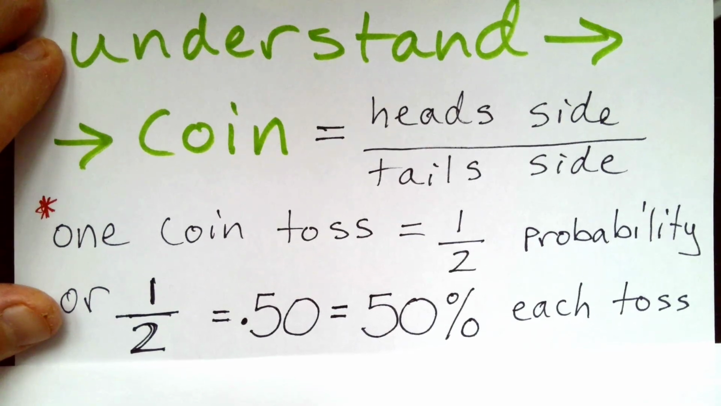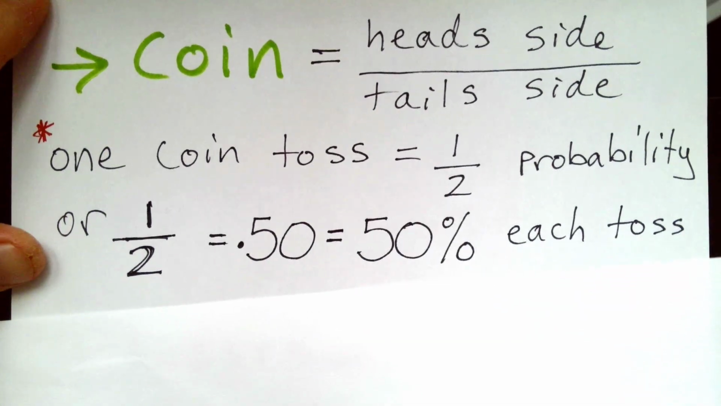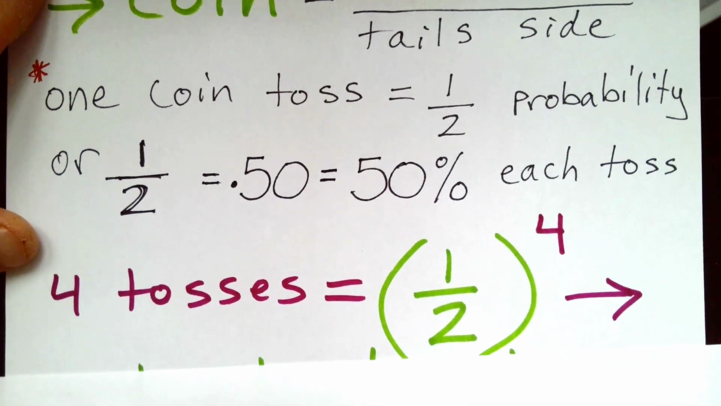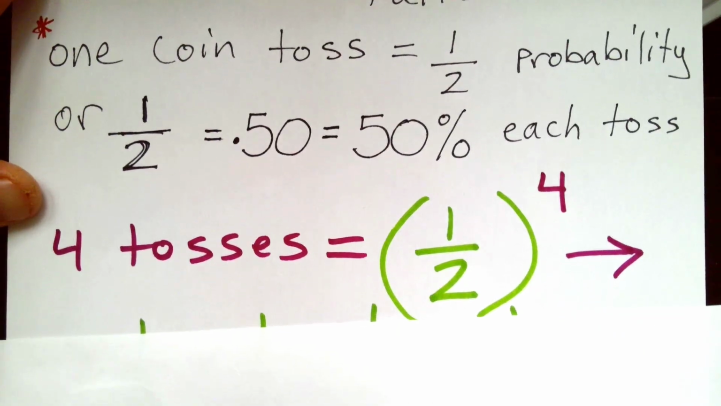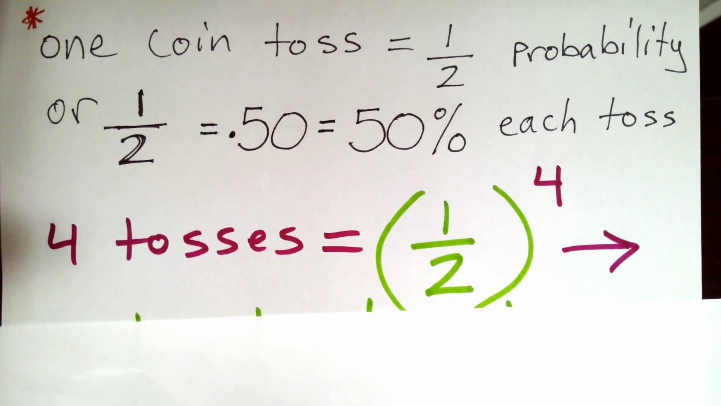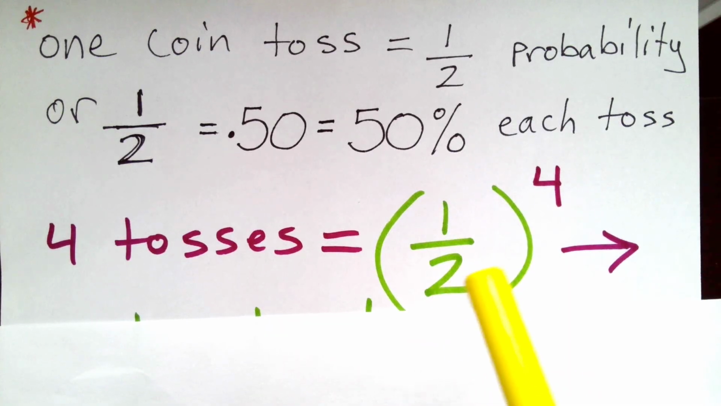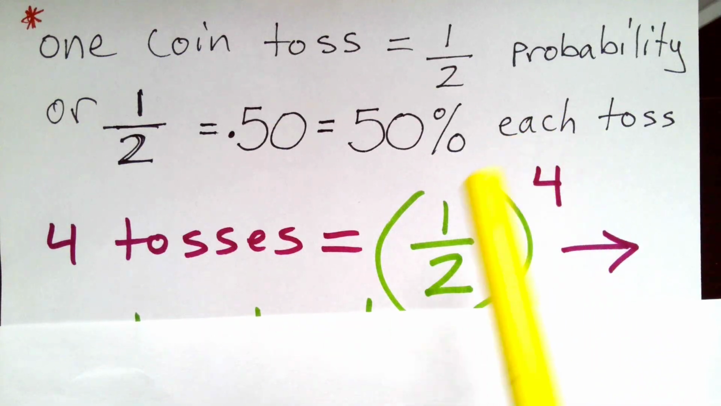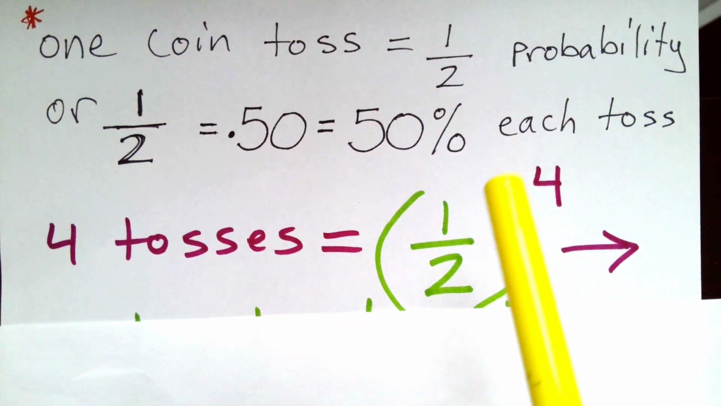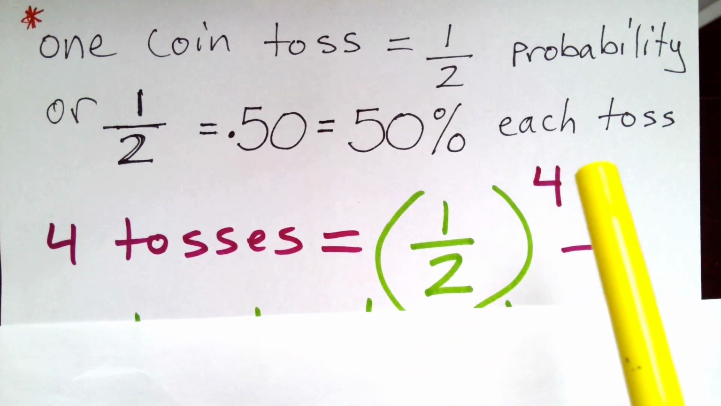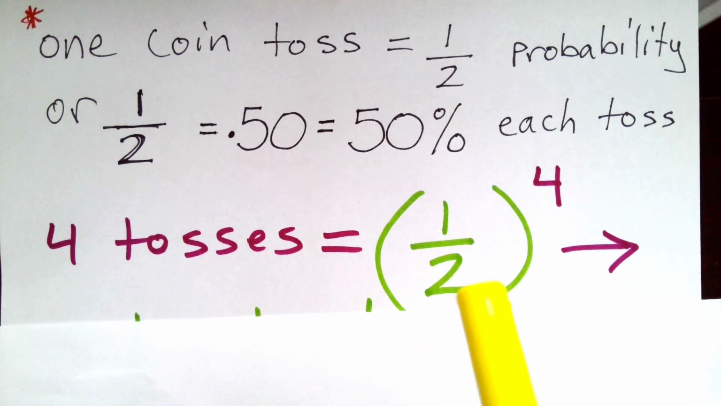So now we're going to use the algebraic expression in order to simplify and come up with an answer. All right. So each time we toss the coin, it's a 1/2 probability. So we're going to toss that coin 4 times. And so that's going to be 1/2 to the exponential power of 4. What does that mean? Well, 1/2 to the 4th power is 1/2 times 1/2 times 1/2 times 1/2.